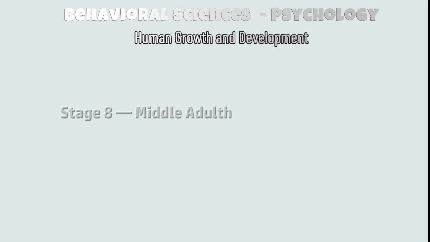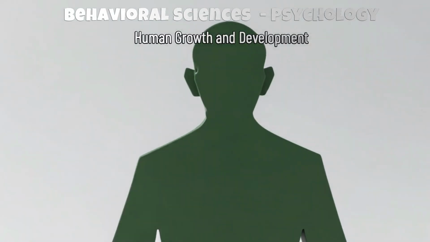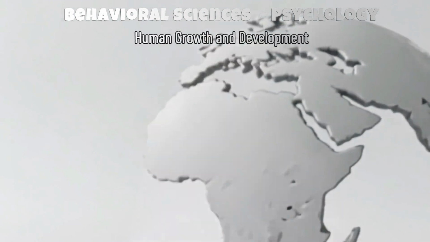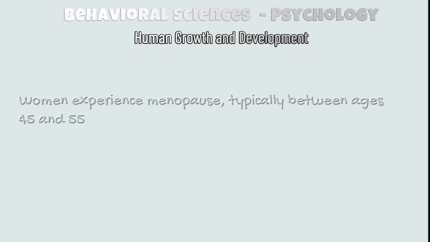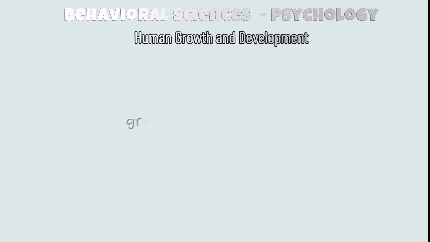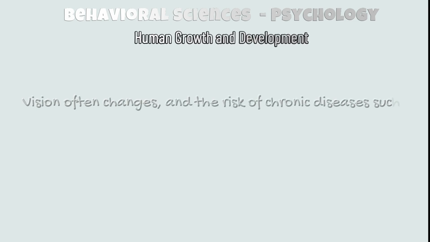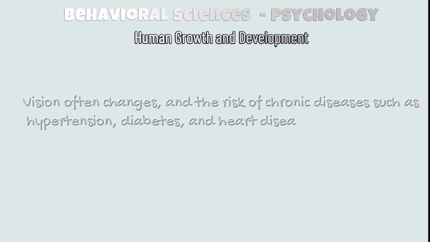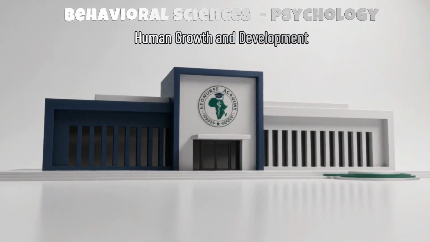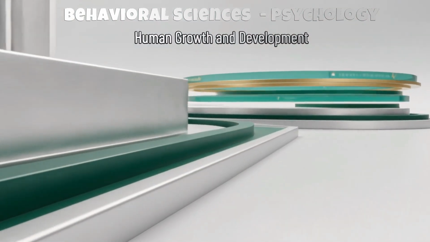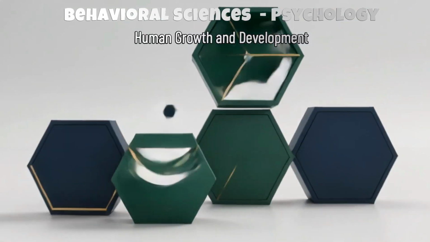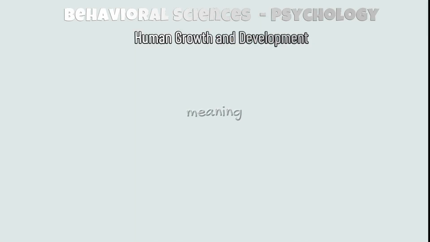Stage 8, middle adulthood, 40 to 65 years. Middle adulthood brings gradual physical changes. Women experience menopause, typically between ages 45 and 55. For men, there is a more gradual decline in testosterone levels. Vision often changes, and the risk of chronic diseases such as hypertension, diabetes, and heart disease begins to increase. These are conditions that you will see frequently in African clinical settings. Psychologically, people in this stage often reassess their lives and grapple with questions of legacy and meaning.